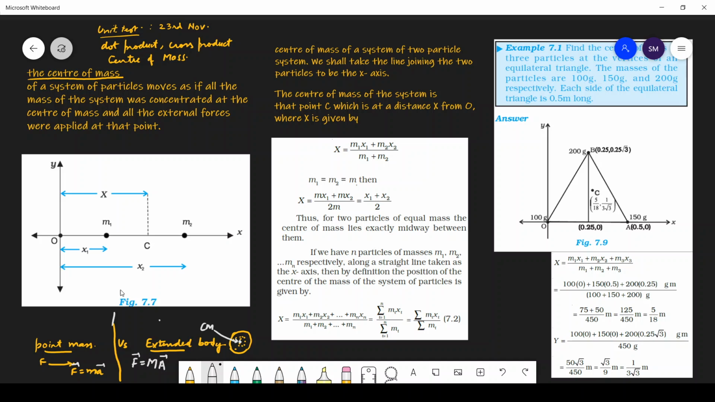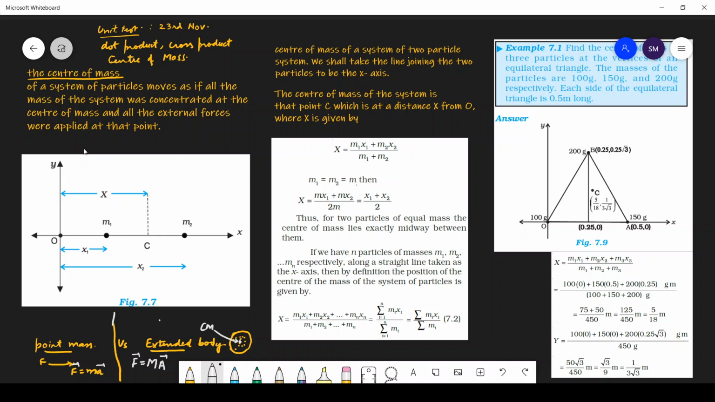So students, the center of mass of a system of particles, or you can say an extended body, moves as if all the mass of the system was concentrated at that point. So the external force is actually assumed to be applied at this point. We are going to study the acceleration of this point. But first of all, we need to know how to calculate the center of mass.